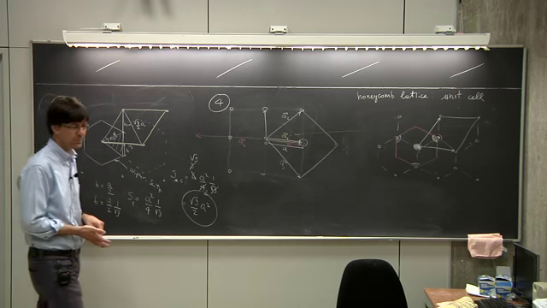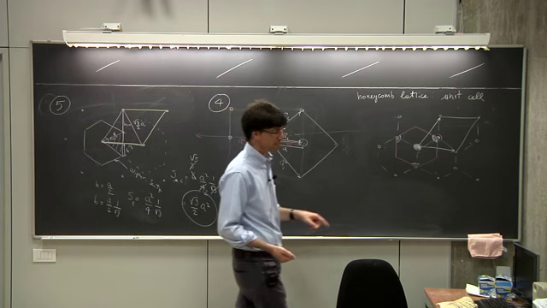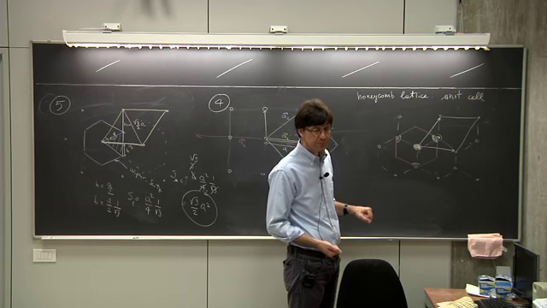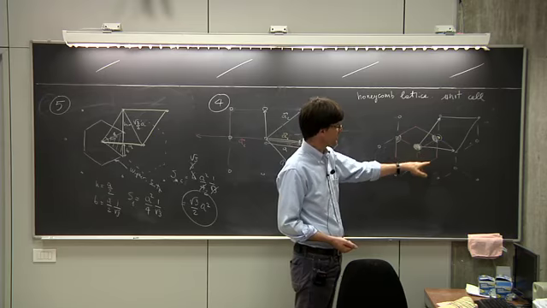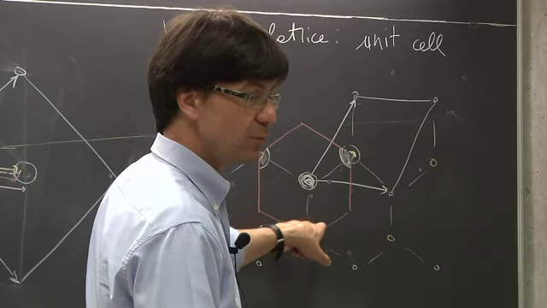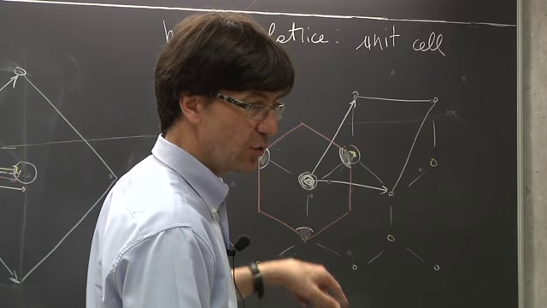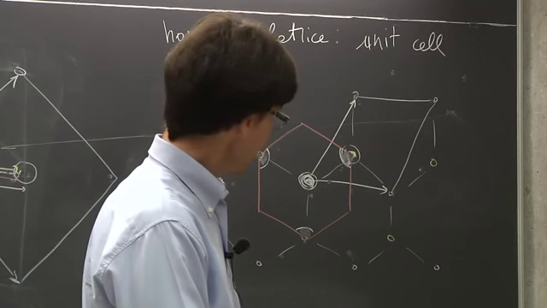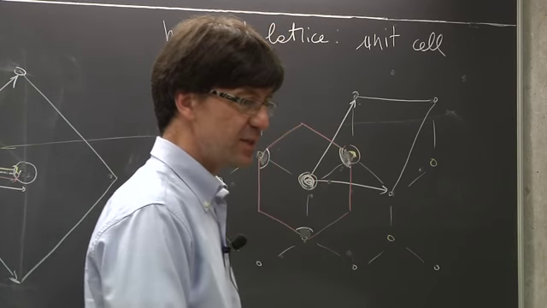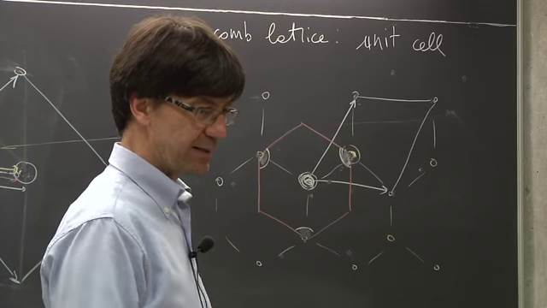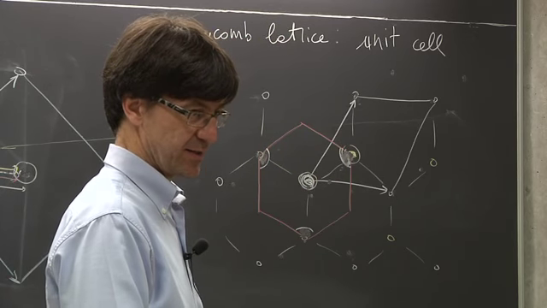Yes? When we drew this Wigner-Seitz cell, isn't it at the half between the two? So the question is, when we draw the Wigner-Seitz cell, should the edges go halfway? You have to be careful. The Wigner-Seitz cell is the unit cell of the triangular lattice that generates the honeycomb lattice.